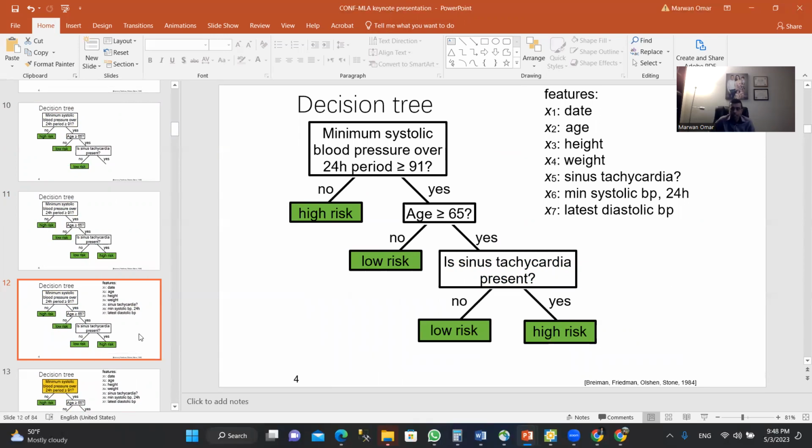The second feature is the age. We will denote it as X2. The third feature is the height. We will denote it as X3. And the fourth feature is the weight. We will denote that as X4. Fifth feature is X5, sinus tachycardia. Sixth feature is minimum systolic blood pressure over 24 hours. And the seventh feature is the latest diastolic blood pressure.